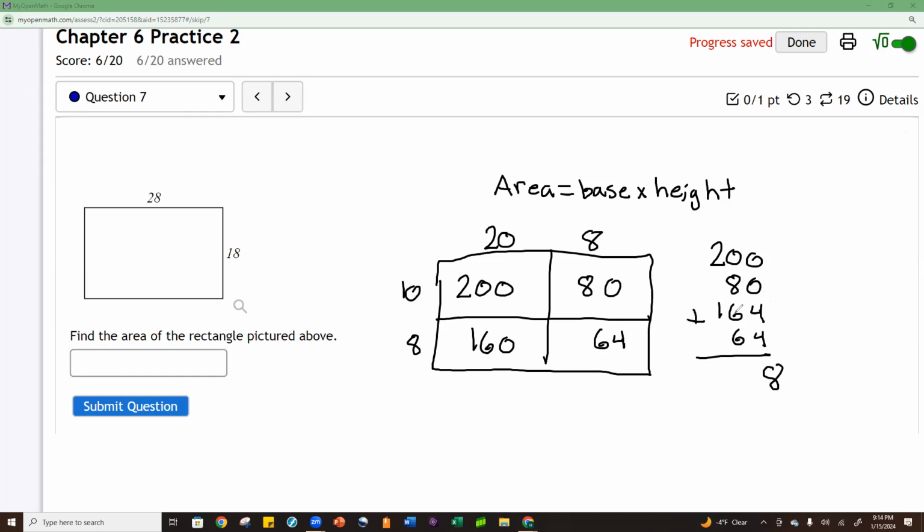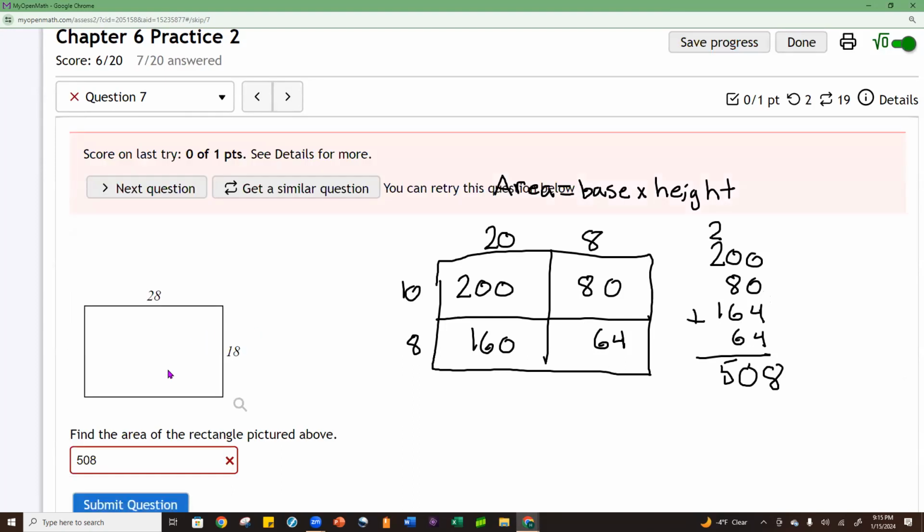Actually I want to do 6 plus 6, that's easier for me. 12 plus the 8 gets me 20. 2 plus 2 is 4, plus 1 is 5. 508. And they didn't ask us to do units, but it would be like square units or 2 dimensions. Ooh, we got this one wrong.